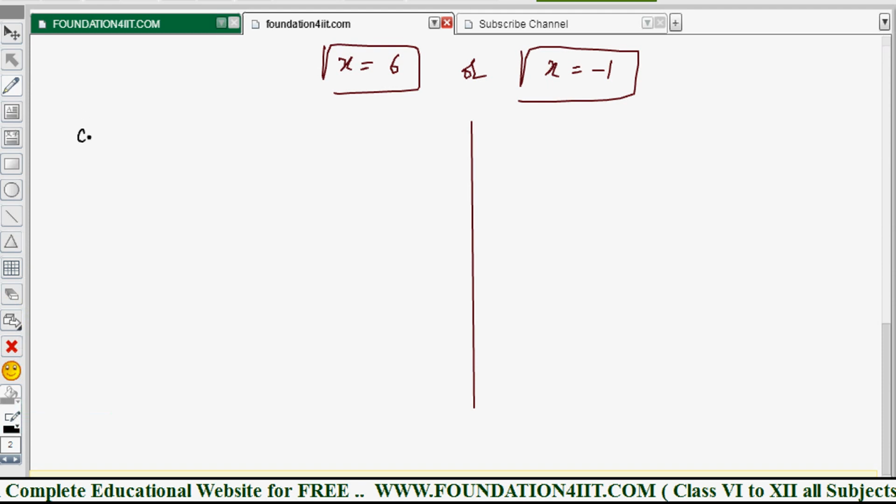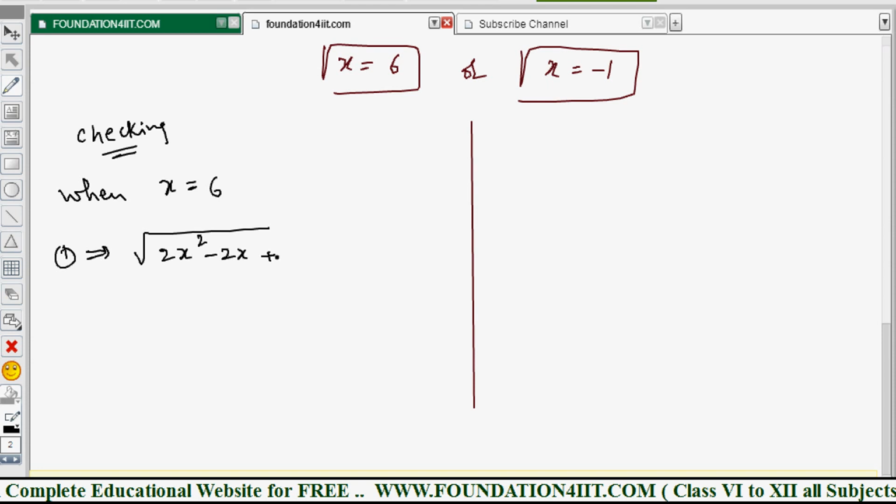Now when you are checking, this must be done when the problem is like this. When x is equal to 6, from equation 1 we need to substitute these values. The given question is: square root of 2x square minus 2x plus 21 is equal to 2x minus 3, right? In this, where x is 6, substitute that value.